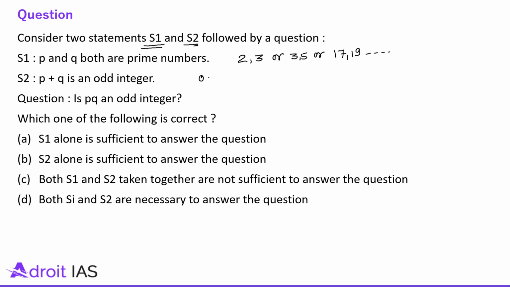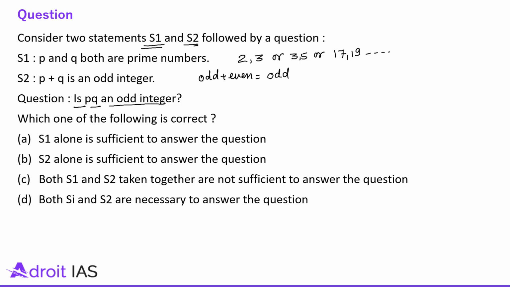It means one has to be odd and one has to be even. So odd plus even is odd. So one of them is odd and one of them is even. So now let's talk about the question. Is PQ an odd integer?